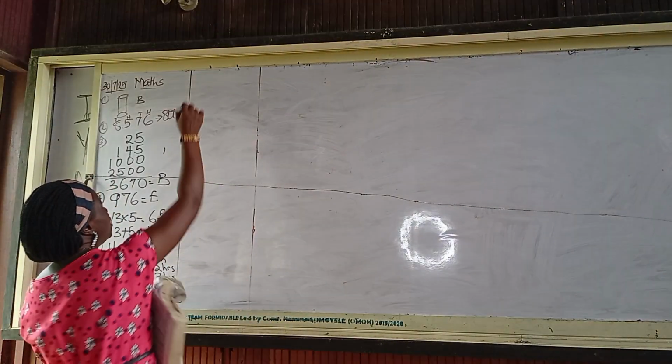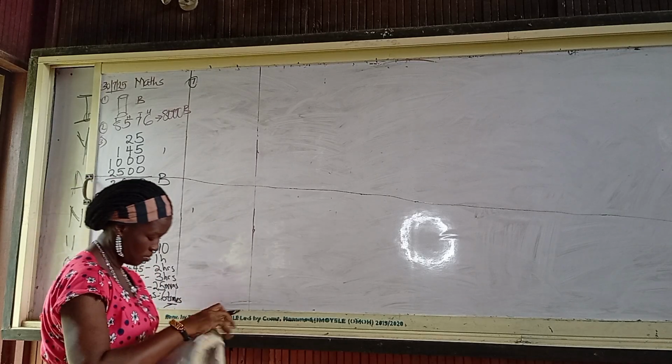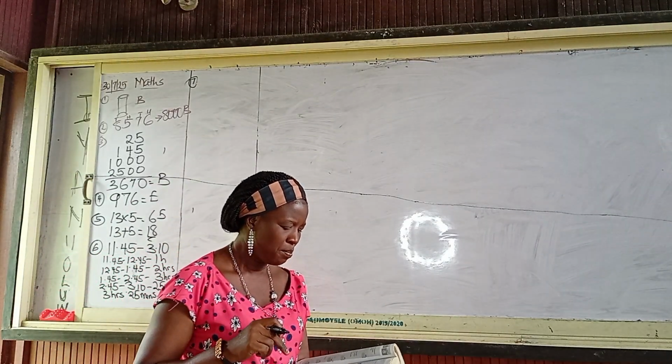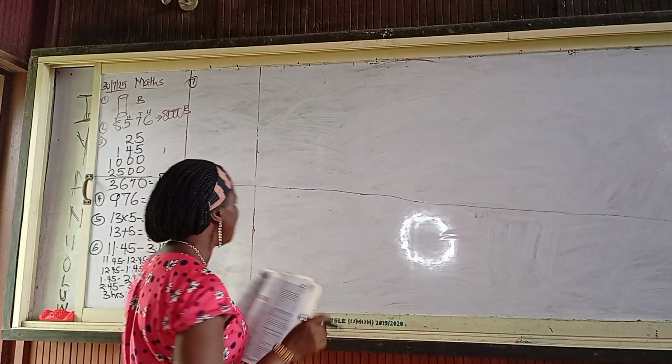Number 7 question. They said the product of 65.43 and 0.8.